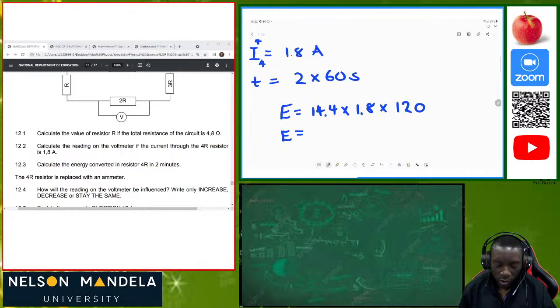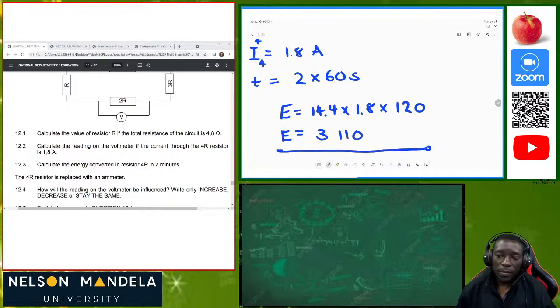Can you calculate and tell us what you get? And what is the unit for energy? That should be in joules. So it's 3.1 kilojoules or 3,110 joules. That should be the energy you get.